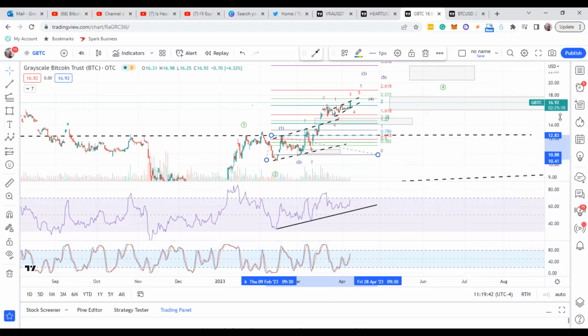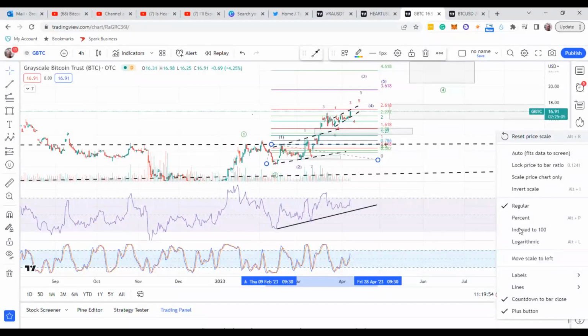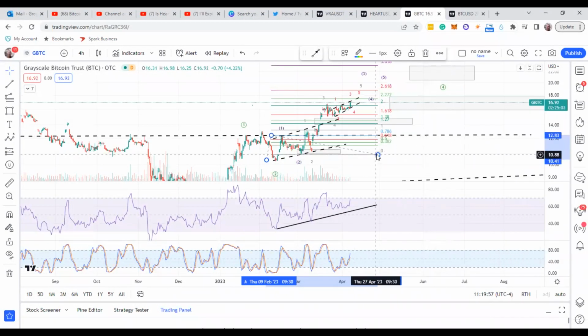Take it off log. Let me check it off log. Could be peaking out right there too, guys. That's a possibility. 2.618 might be sideways for a while and get right above that too. So that looks pretty good, in my opinion. Back on logarithmic.